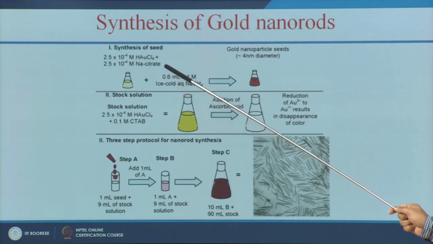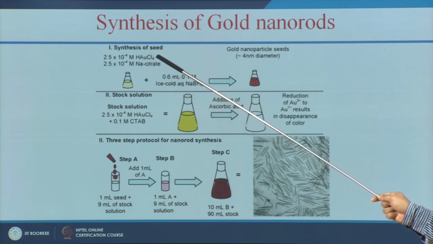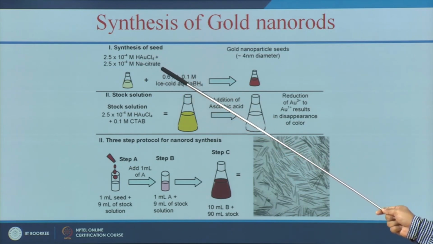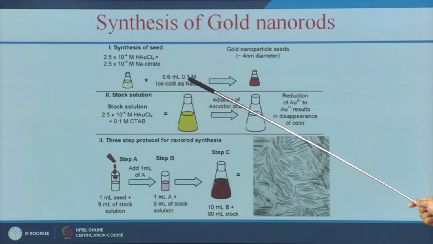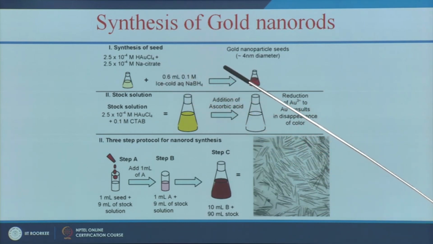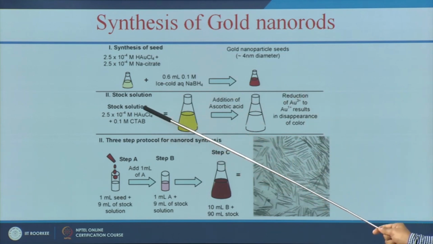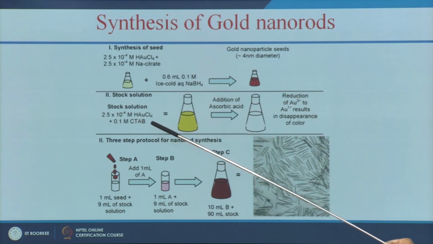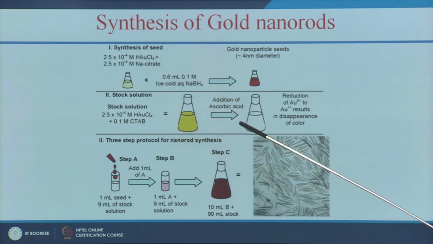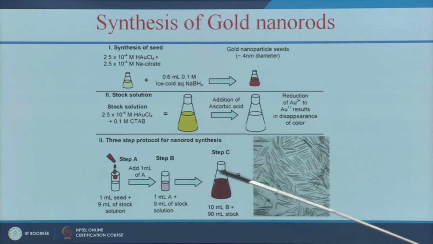Here you can see in the first step we are going to use the gold solution and sodium citrate, and we are going to mix with the sodium borohydride, and you will get a nanoparticle of 4 nanometer diameter. So this is your seed. The second step is the stock solution. Here you use the gold solution, add the CTAB stabilizer, and add the ascorbic acid. When you add the ascorbic acid, it reduces the gold Au3+ to Au1+. It results in the disappearance of color.